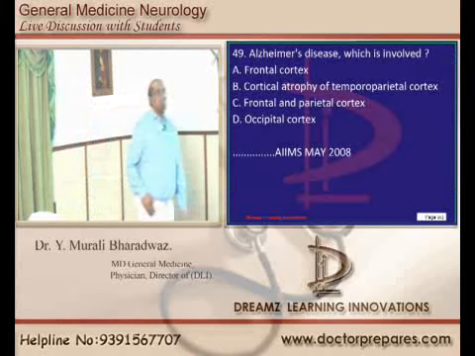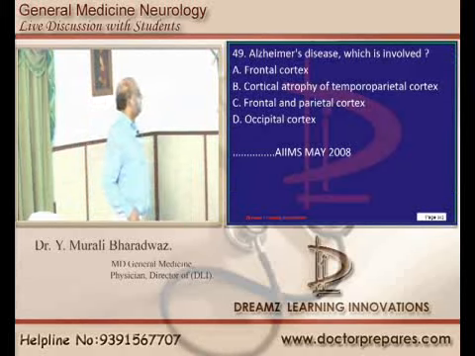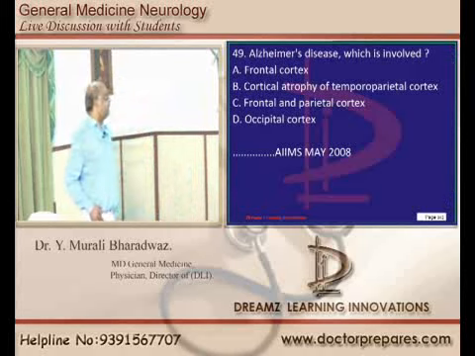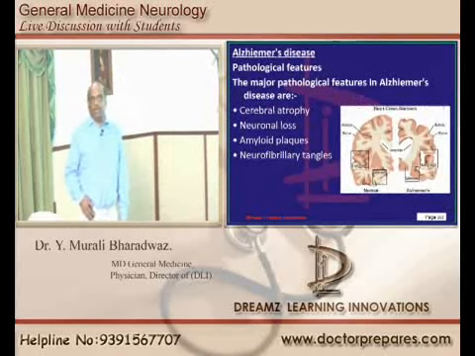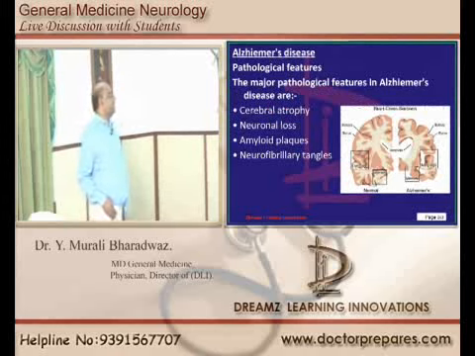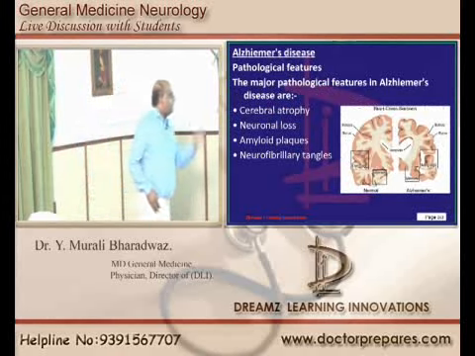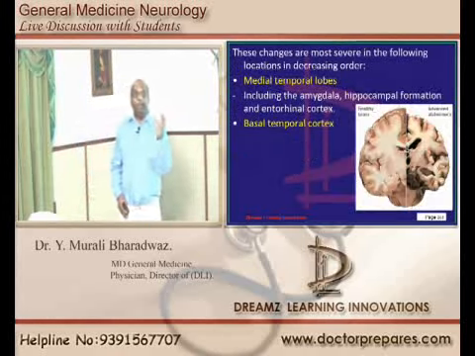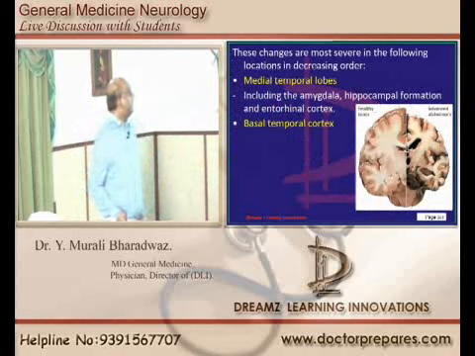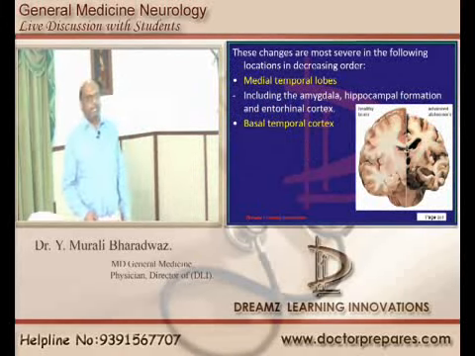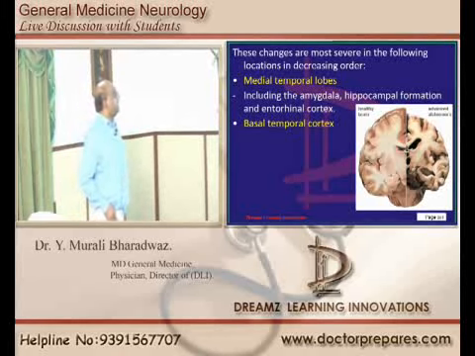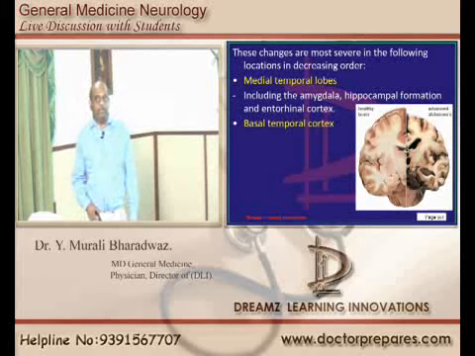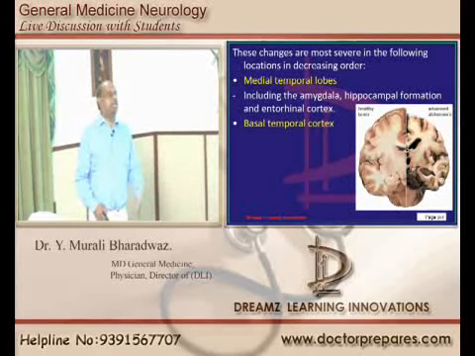Now Alzheimer's, which lobes are involved? Basically in Alzheimer's you have cerebral atrophy, neuronal loss, amyloid plaques and neurofibrillary tangles. It is the medial temporal lobe and basal temporal cortex that typically show the lesion. Most commonly, and most severely, it is the medial temporal lobe. Why is the medial temporal lobe important? Because of our limbic system, the Papez circuit. Have you heard of it in physiology? So that is basically involved.